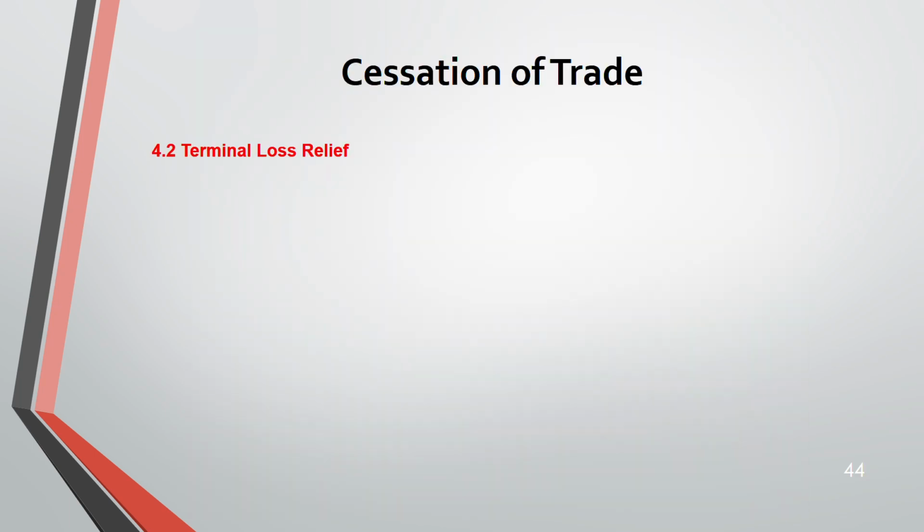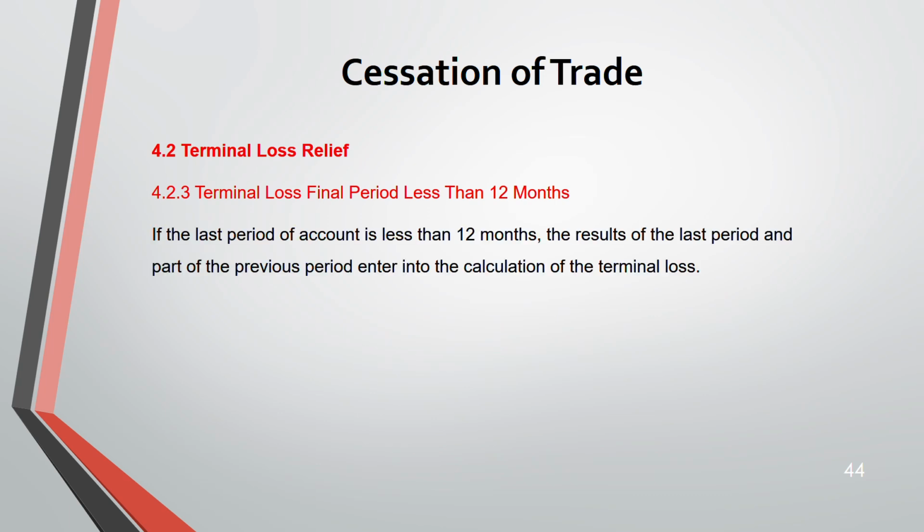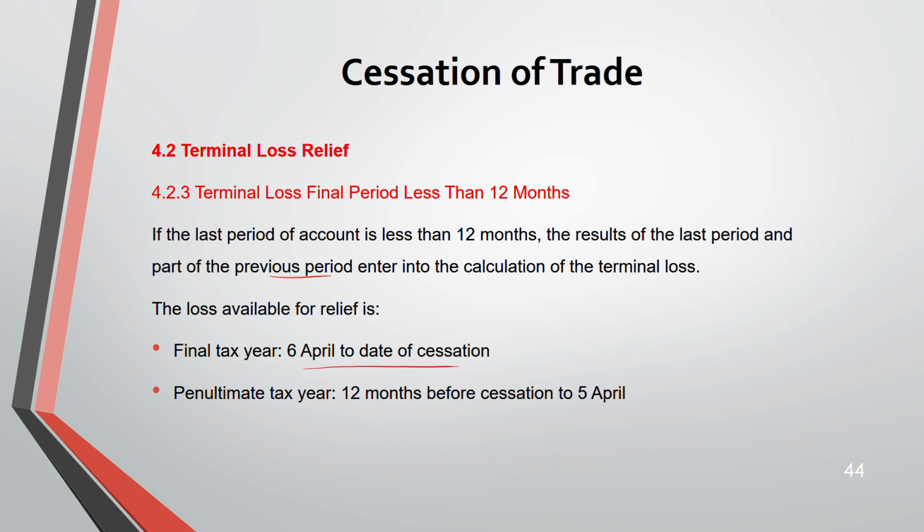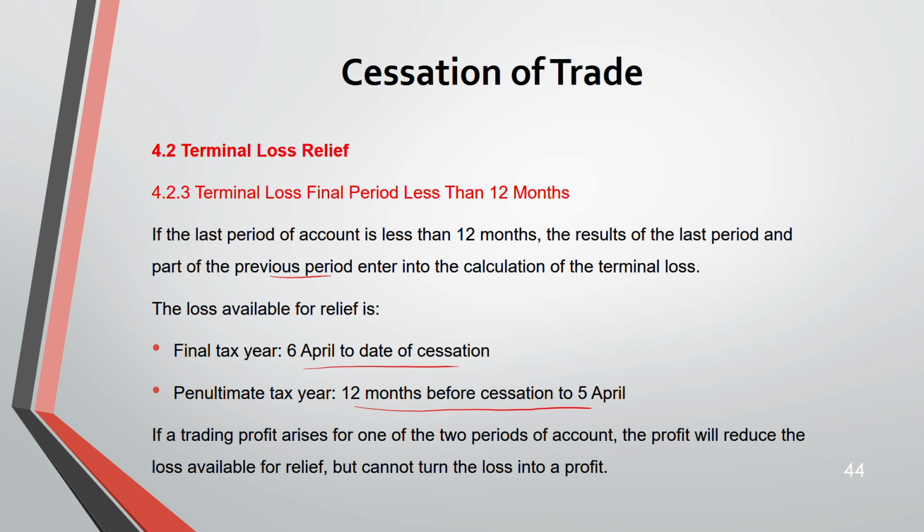Now, terminal loss for the final period which is less than 12 months. You might have the final period of account less than 12 months. So in this case, you have to go to the previous period before 12 months also. Remember, you have to go backwards. So here, the final tax year is 6th April to the date of cessation, and before that, 12 months before ceasing to 5th April. If a trading profit arises for one of the two periods of account, the profit will reduce the loss available for relief, but cannot turn the loss into profit. It can reduce the loss, but can't turn the loss into profit.